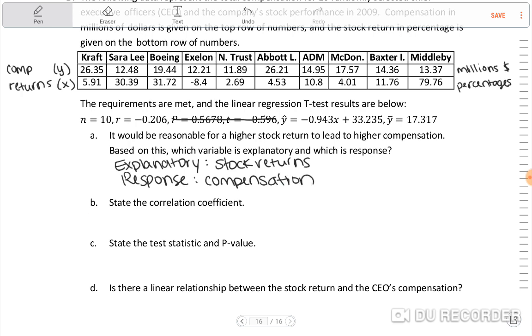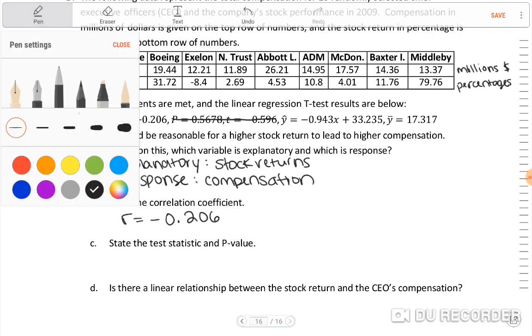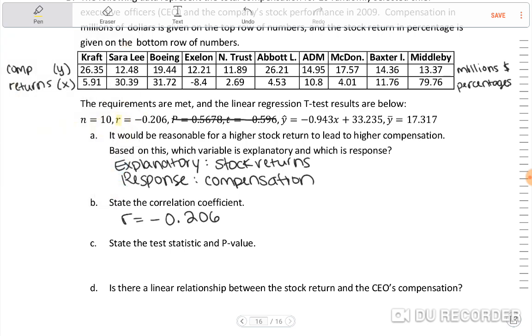Okay, state the correlation coefficient. Okay, this is easy. R equals negative 0.206. You're going, what? How do you know that already? Where'd you get that number? Well, it's right here. It just told me. There it is.